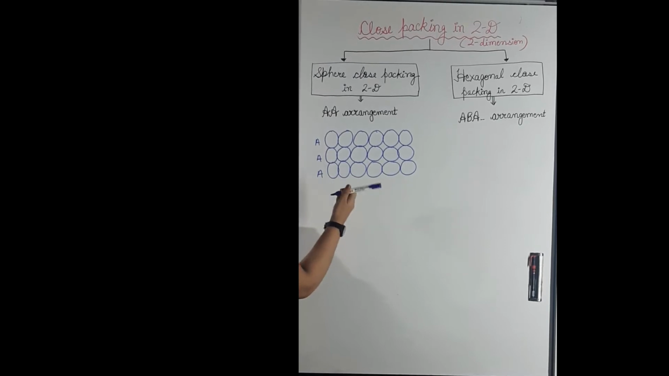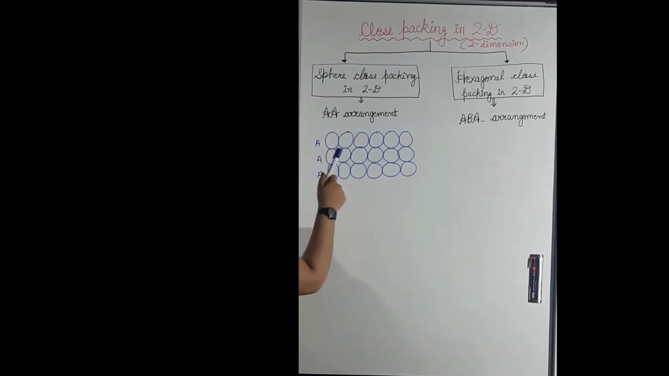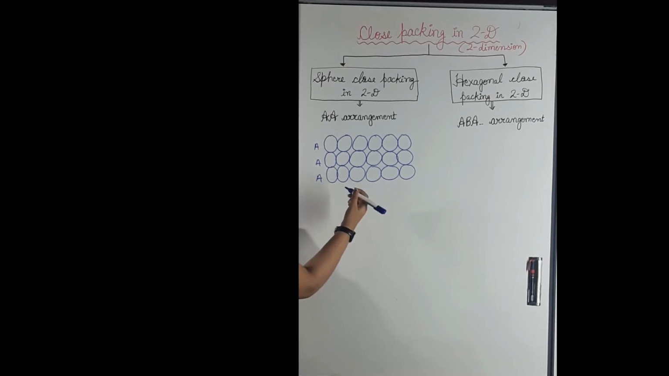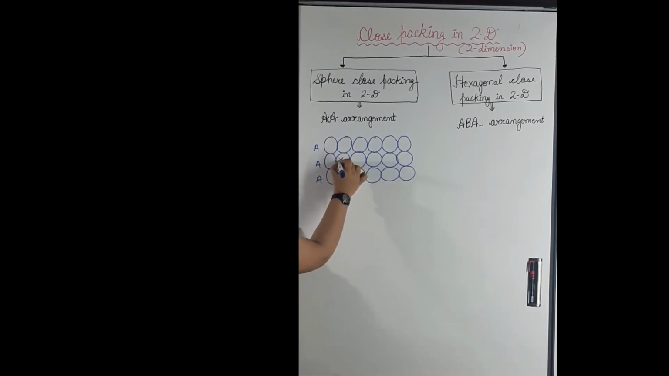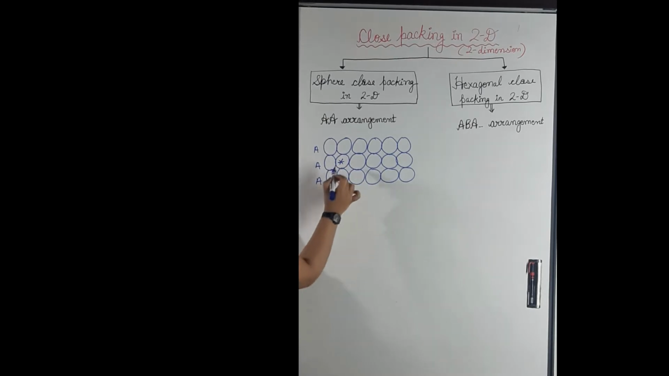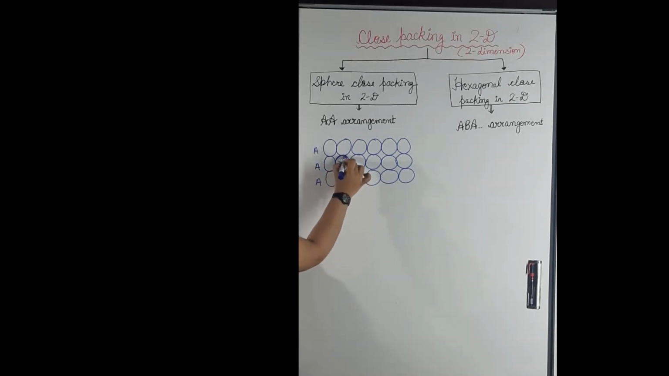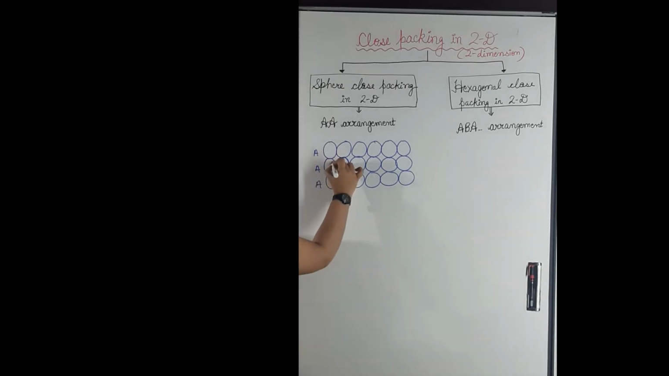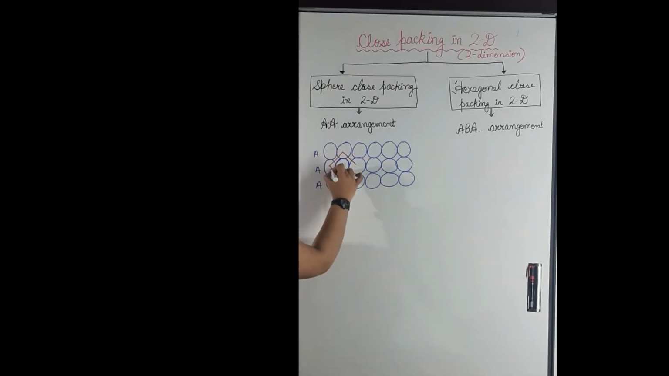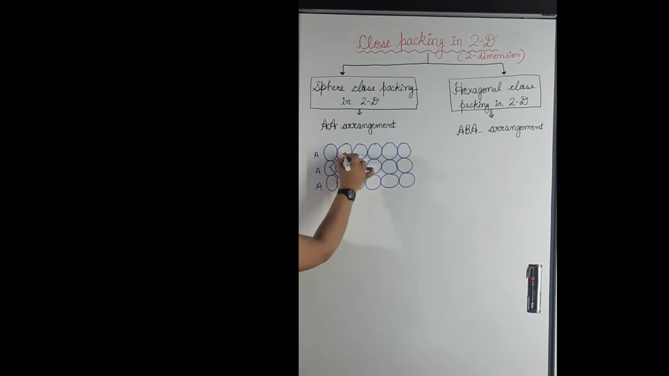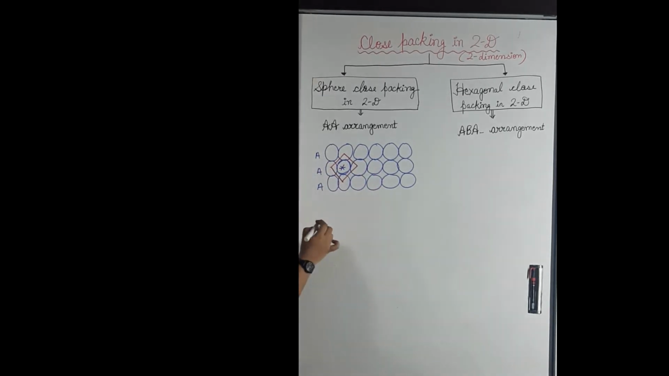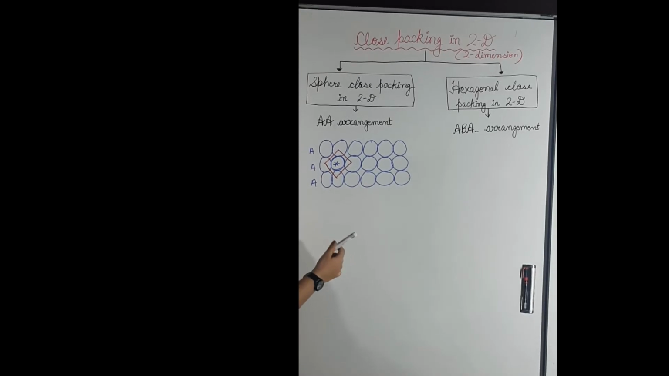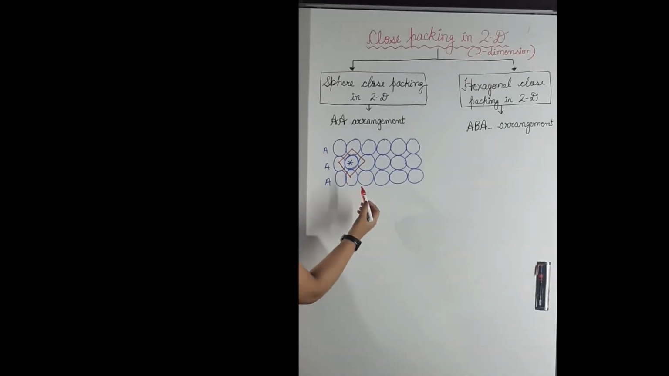So, this packing is called square close packing in 2 dimensions, in which 4 spheres are touching a particular sphere. Consider this sphere, and here the 4 spheres are touching this sphere. 1, 2, 3, 4.